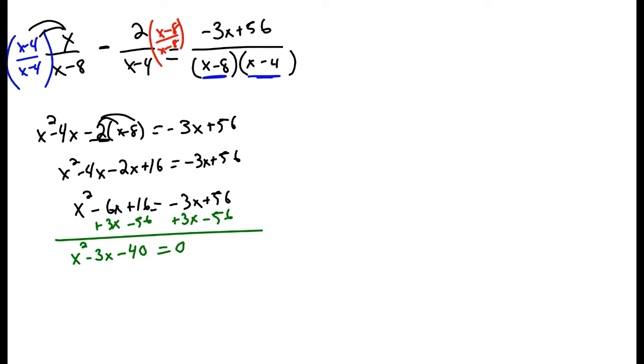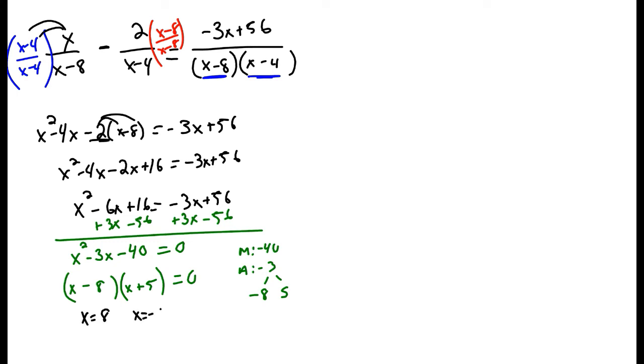Well, when I solve a quadratic equation, I set it equal to 0, and now I factor. I ask myself two questions. I say, self, what multiplies to negative 40 that adds to negative 3? Well, if I think about that for a little bit, I'll get negative 8 and 5. x minus 8, x plus 5. Those are my factors, so what are the zeros of this quadratic equation? I get x equals 8 and x equals negative 5.